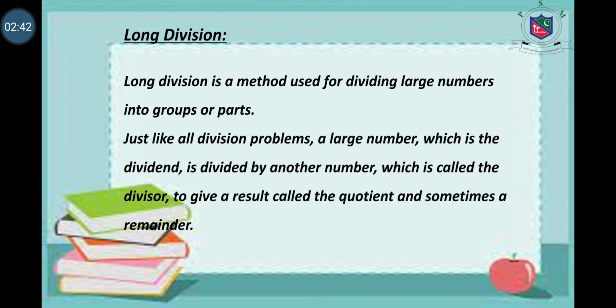Just like all division problems, a large number, which is the dividend, is always divided by another number that is called the divisor, and it gives us a result that is called the quotient, and sometimes we also get a remainder.